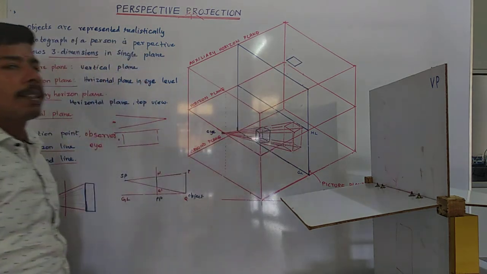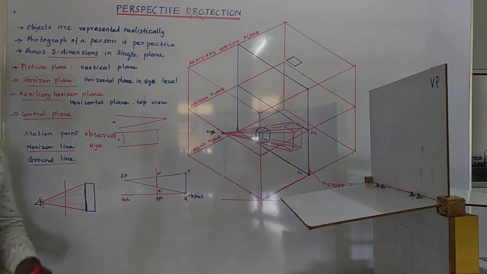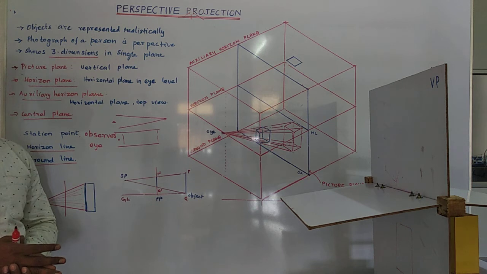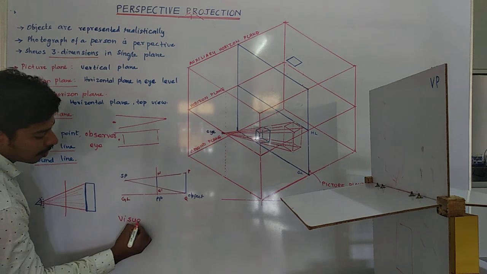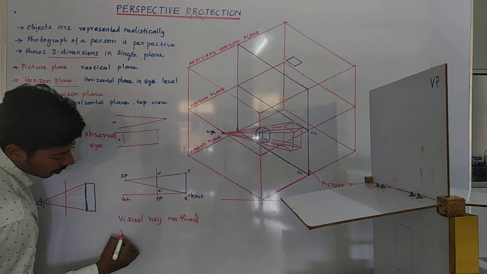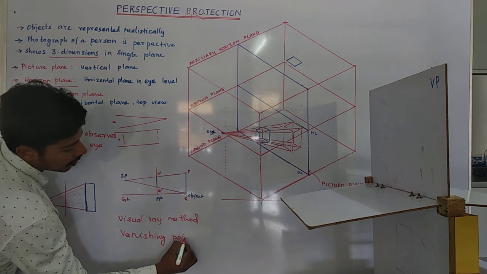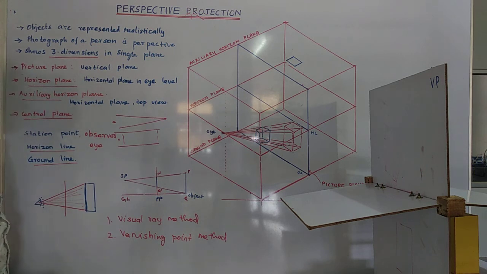Then we use the perspective visual ray positions. Here we have two methods for drawing the isometric perspective projections. What are those methods? The visual ray method and the vanishing point method. These two methods we have to draw the perspective projections. We will understand them one by one in the further classes.